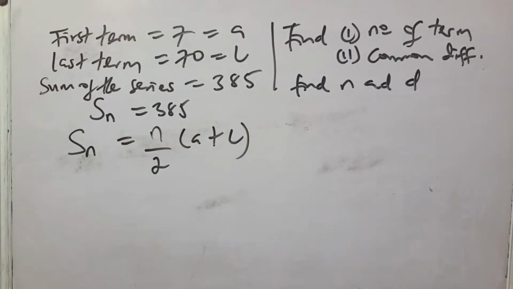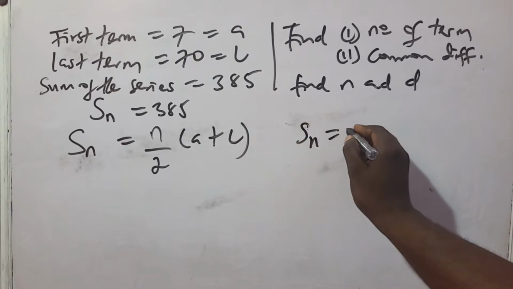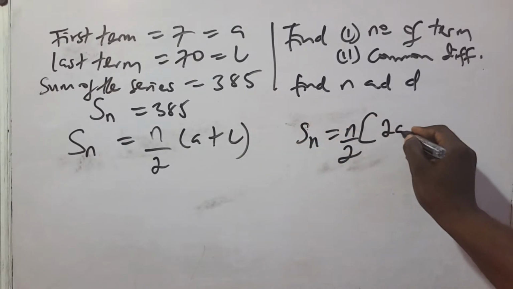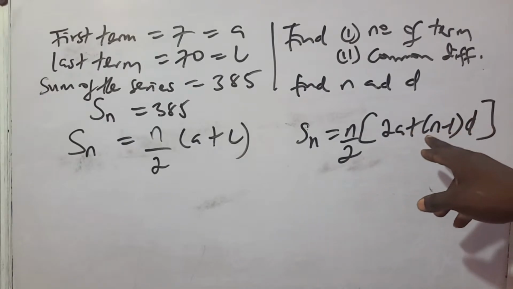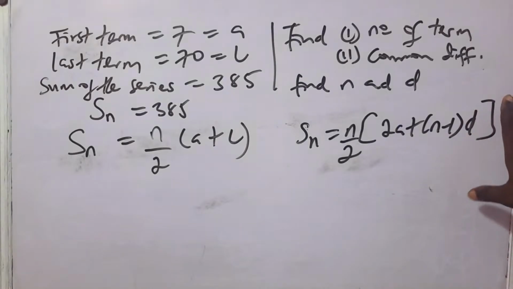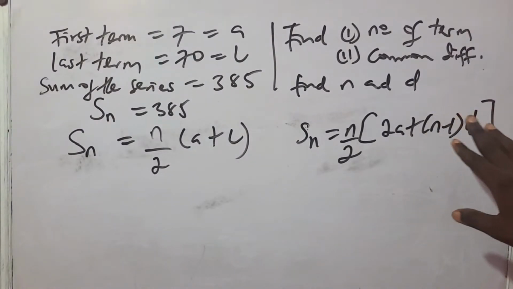When we are given the first and last term, understand that it's not every time you will be using a plus l. We have another formula we can use, which I'm sure you are aware of. If you're not dealing with the first and last term, this is the formula you use. If you are given a, if you are given d, and you know all these other things, this is the formula we use when we're not given the first and last term.